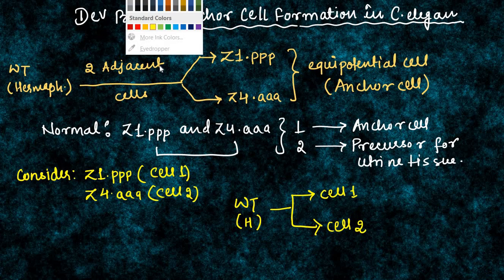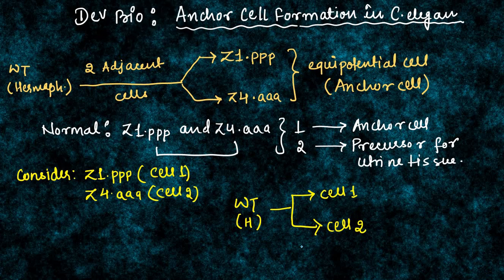The factor which will give an accurate fate to these two cells is Lin-12. There is one new molecule we have introduced here, and the name of this new molecule is Lin-12. We will be dealing with the nature of Lin-12 also. So what is the function of Lin-12? If any of these two cells is having Lin-12, let's consider that cell 1 is having Lin-12. Let me change the color. Cell 1 is having the presence of whom? That is Lin-12.